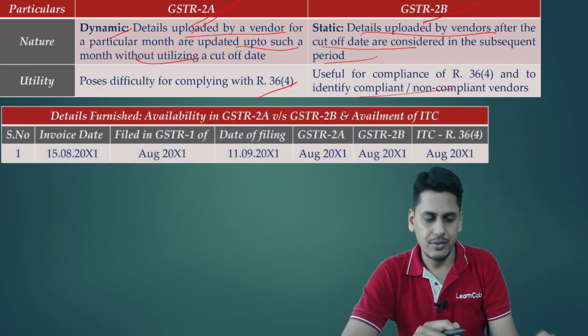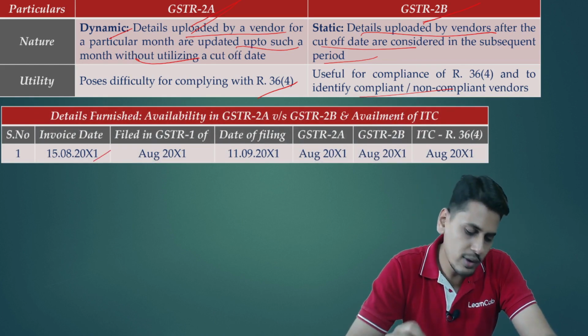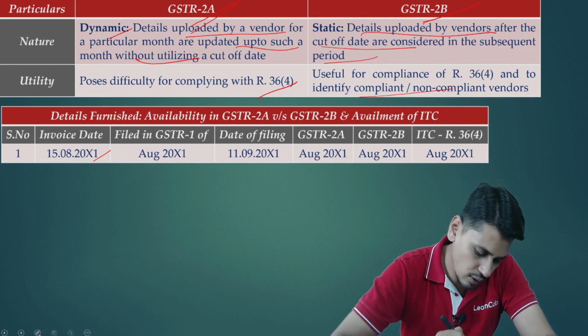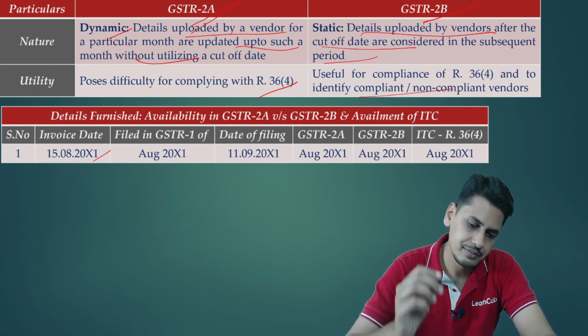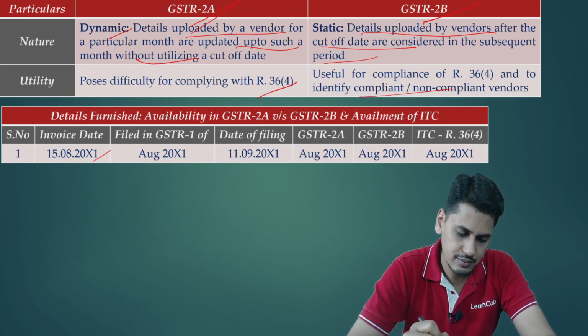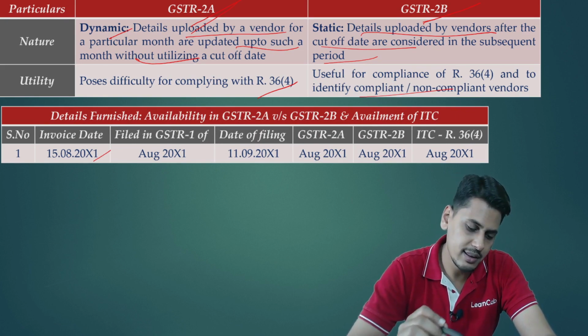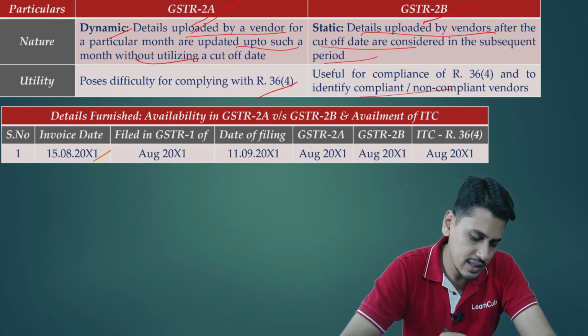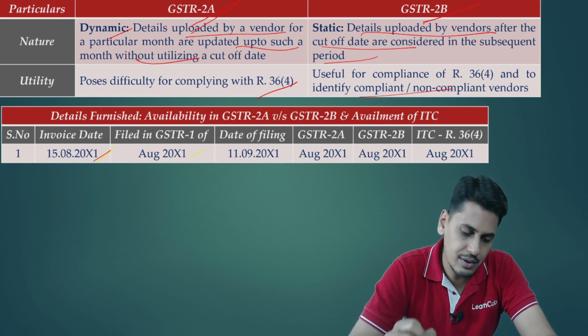Let's take a few examples, friends. The date of invoice is 15th of August. Invoice dated 15th of August. It is filed in GSTR-1 of August. I'll repeat the question. Invoice dated 15th of August, filed in GSTR-1 of August. The date of filing is 11th of September.